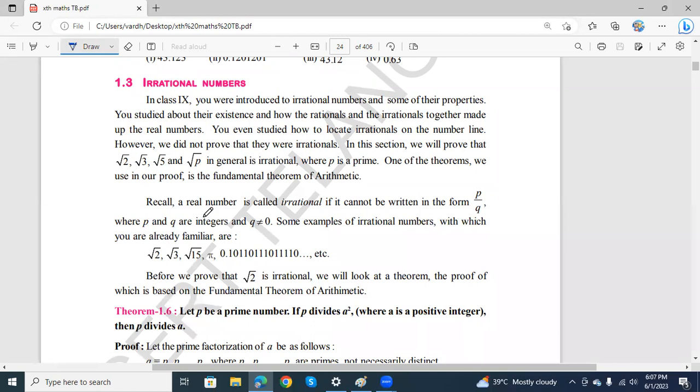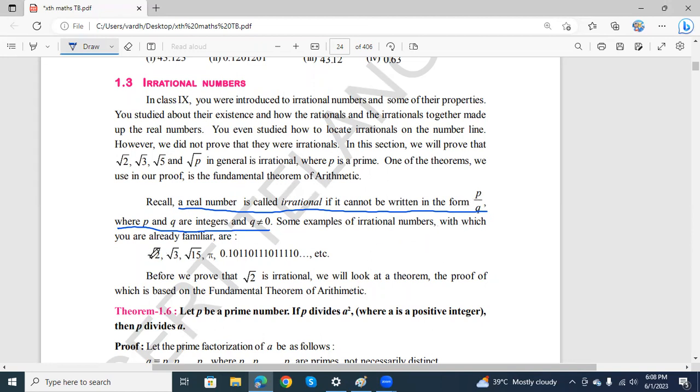This definition is important. Even though you need to learn the proper definition, right? A real number is called irrational if it cannot be written in the form of p by q, where p and q are integers and q is not equal to 0. A combination of rational and irrational is a real number. So, a real number is called irrational if you cannot put it into the form of p by q, rational form.